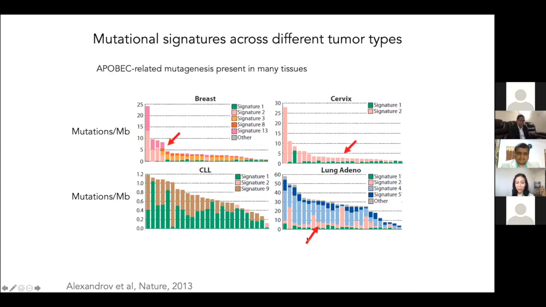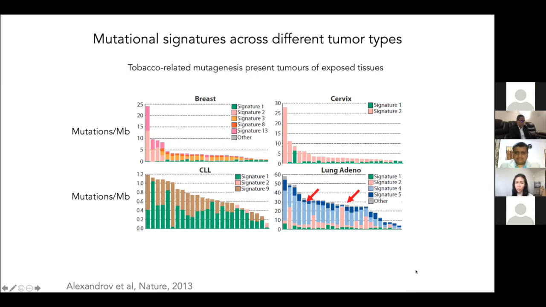Then this is APOBEC, this is the pink stuff. A lot of samples have it, but not every tumor type has it. But some tumors have got a huge number of it, a hypermutator phenotype, even for an intrinsic mutational process. And that's usually an indicator of something else that's wrong with a tumor, where there's replication stress usually.